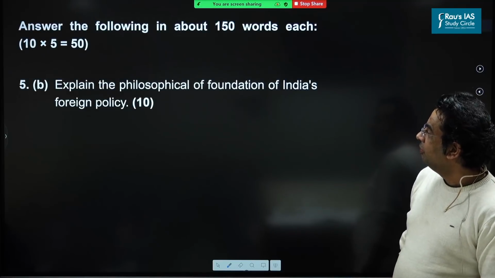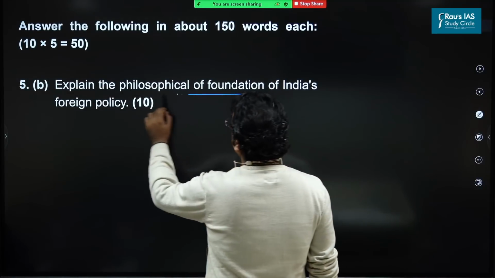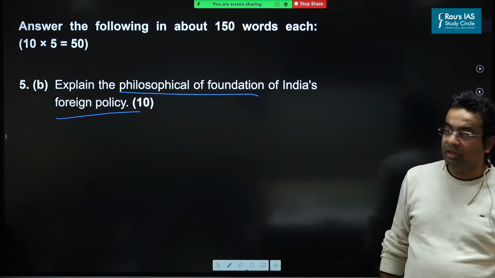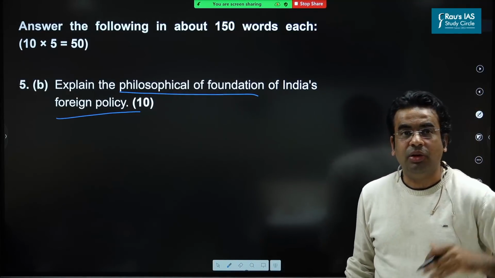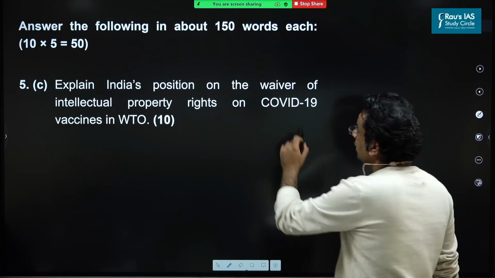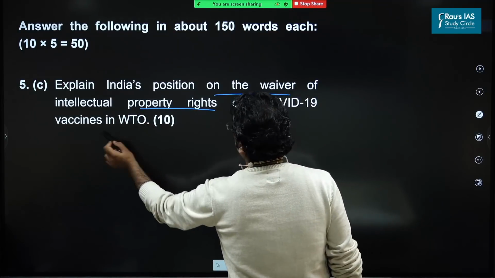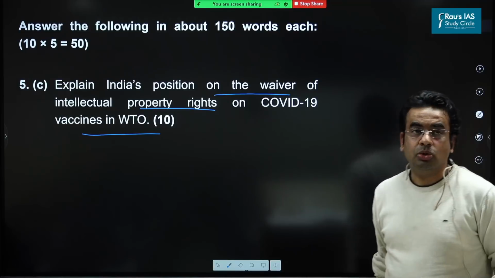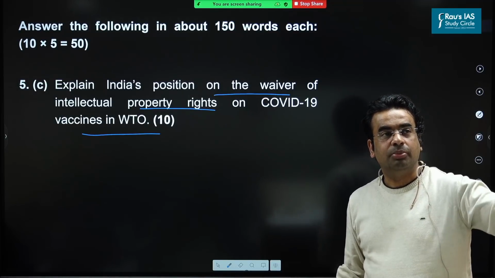Then, the philosophical foundation of India's foreign policy evolved during the freedom struggle itself. Foreign policy lies in the philosophy of India, Vasudhaiva Kutumbakam. Then, India's position on waiver of intellectual property rights on COVID vaccines in WTO. Direct question. Explain India's position.